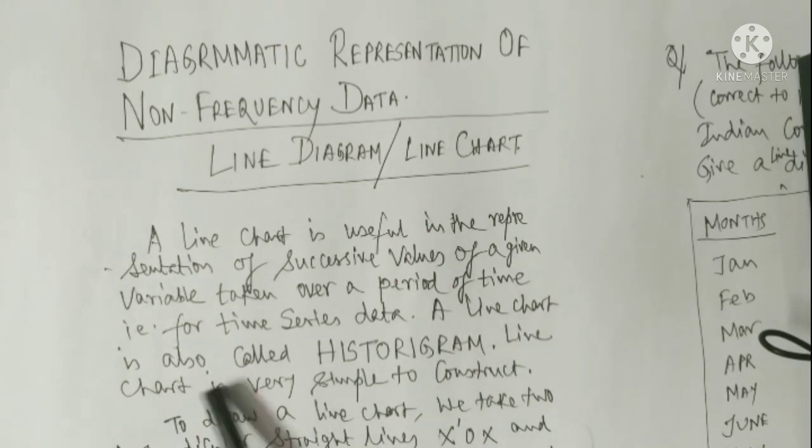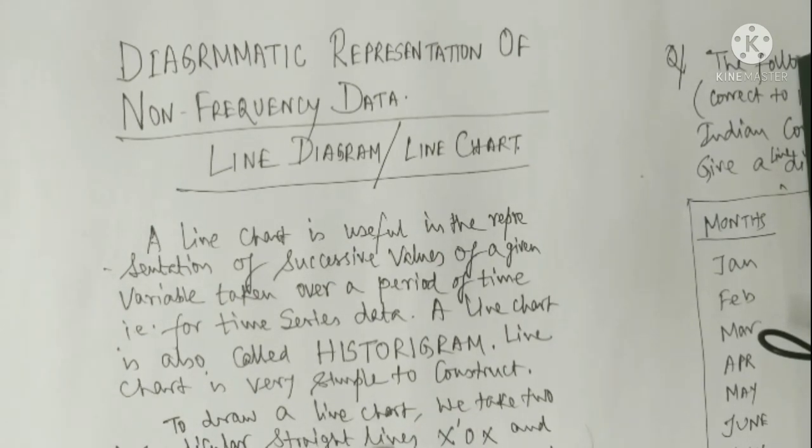A line chart is also called historigram. This is an exceptional name of line chart. Another figure in statistics is used, that is histogram. That histogram and this historigram are two different concepts. Line chart is very simple to construct.